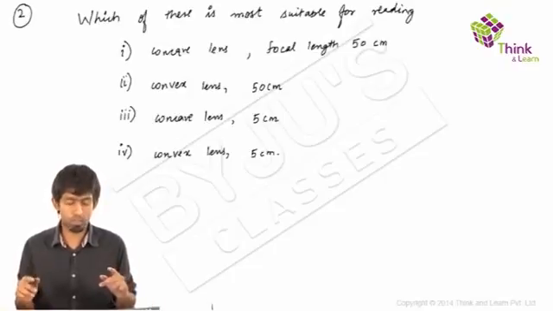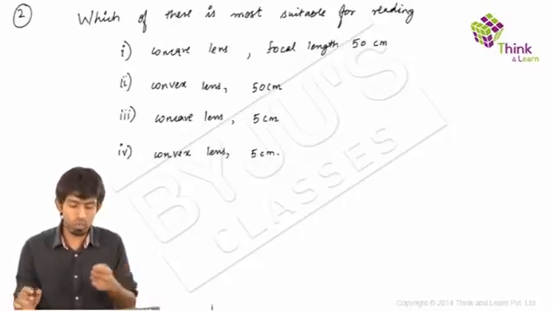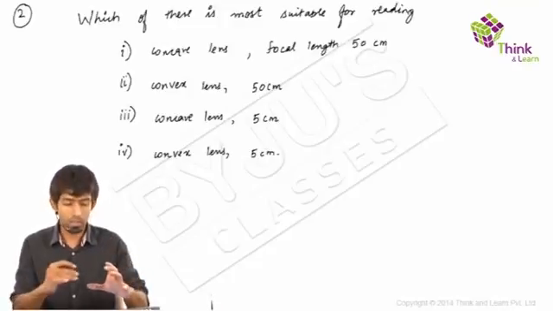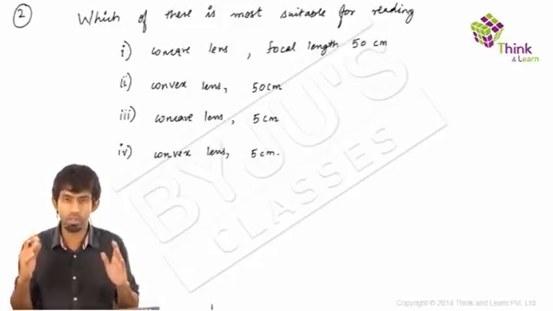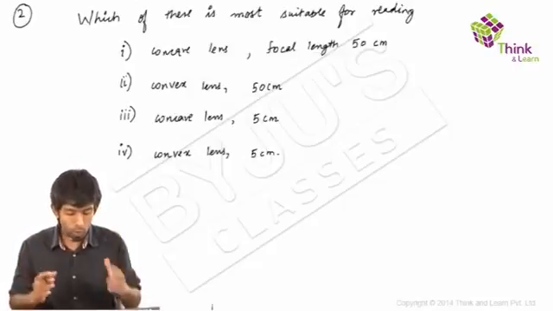Now, what is more important is to know how do we go about answering a question like this, or even understanding a question like this. So what do they mean by which of these is most suitable for reading? What are you trying to do when you're reading something? We are trying to get a magnified image, right? So the first condition is we need something which has a magnification.